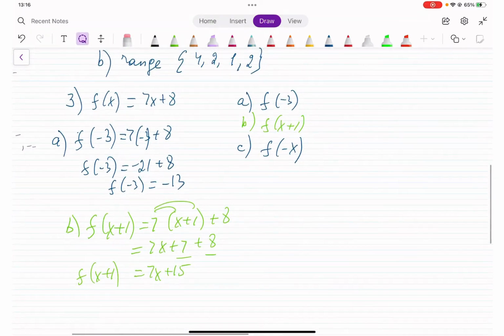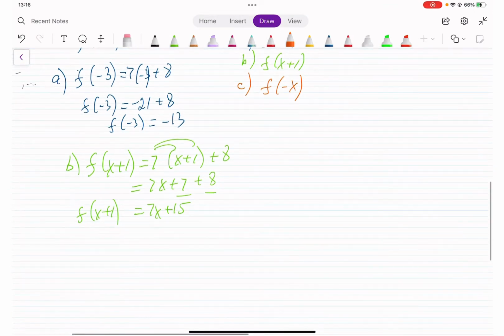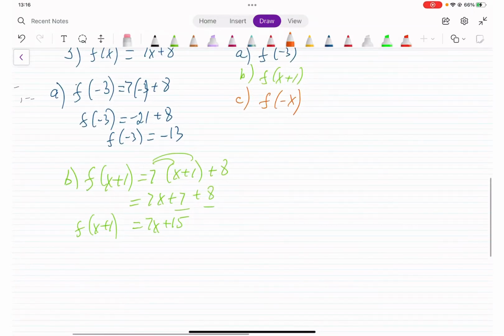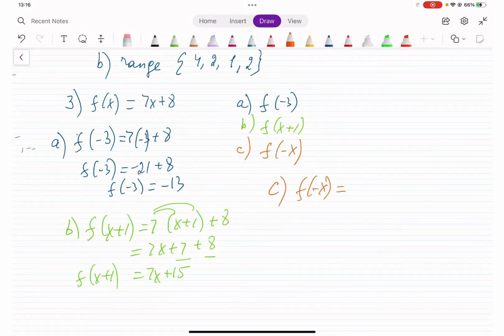And the third one, c, let me replace the color with orange, the color of a carrot. So c, f of negative x, all we're going to do is plug in negative x instead of positive x. And that is going to be 7 times negative x plus 8. So f of negative x is equal to negative 7x plus 8.